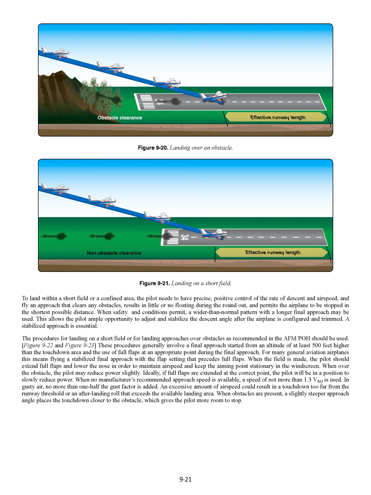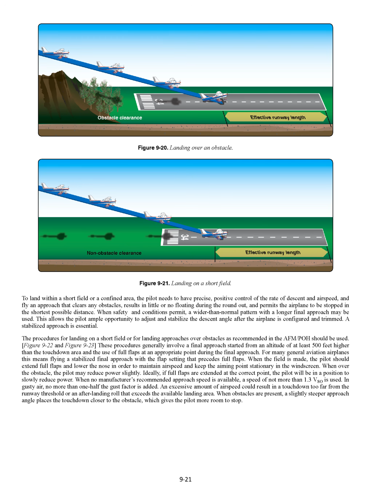For many general aviation airplanes, this means flying a stabilized final approach with the flap setting that precedes full flaps. When the field is made, the pilot should extend full flaps and lower the nose in order to maintain airspeed and keep the aiming point stationary in the windscreen. When over the obstacle, the pilot may reduce power slightly. Ideally, if full flaps are extended at the correct point, the pilot will be in a position to slowly reduce power. When no manufacturer's recommended approach speed is available, a speed of not more than 1.3 VSO is used. In gusty air, no more than 1/2 the gust factor is added.